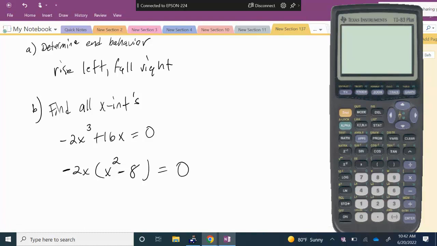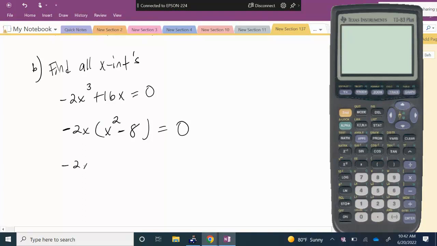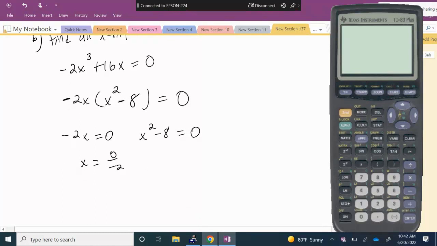The next thing I'm going to do is use the zero factor property. So I'm going to take each factor and set each factor equal to 0. So I'm going to take negative 2x, and set that equal to 0. I'm going to take x squared minus 8, set that equal to 0. And now I'm going to solve each one. So for negative 2x equal to 0, I'm going to divide both sides by negative 2. So I have one of my solutions as x equals 0.